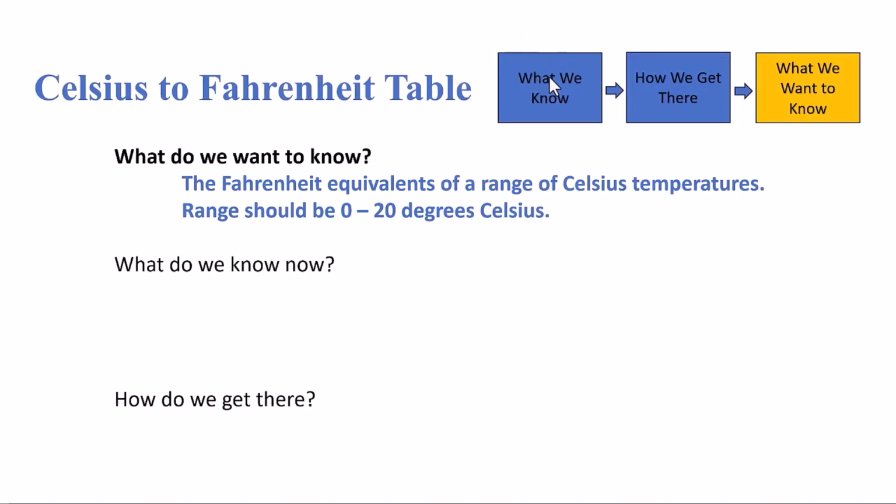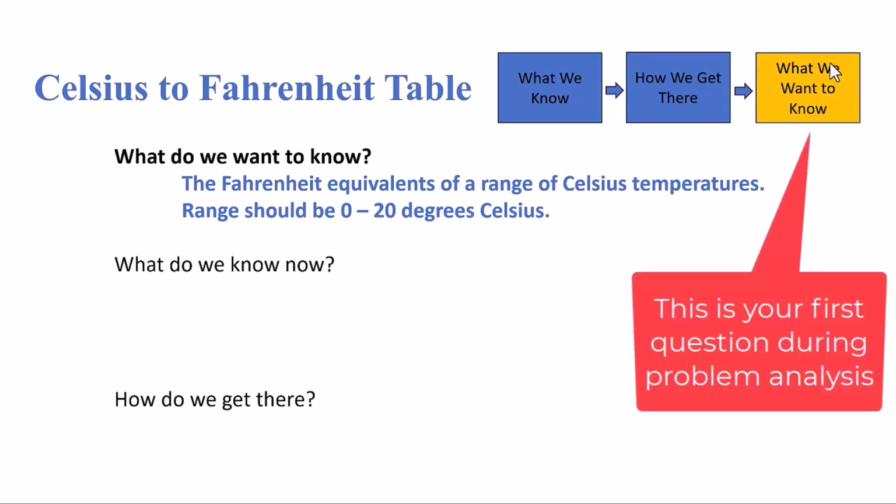When you're solving any kind of problem, you want to follow a pattern. You want to take what you know and apply how you get there to get what you want to know. But when you're building that analysis of what you need, you've got to look at it kind of backwards. You've got to look at, well, what do you want to know first? What do we want to know? We want to know the Fahrenheit equivalent of a range of Celsius temperatures. The range should be 0 to 20 degrees Celsius. So that's our range. That's what we want to know.